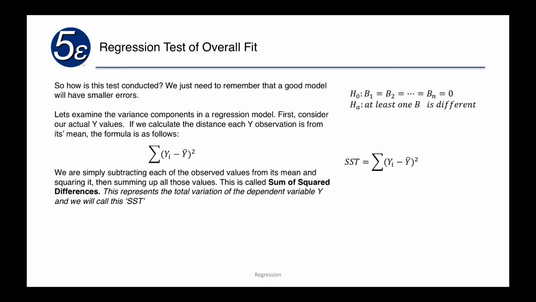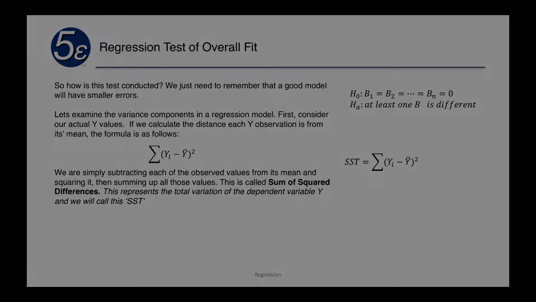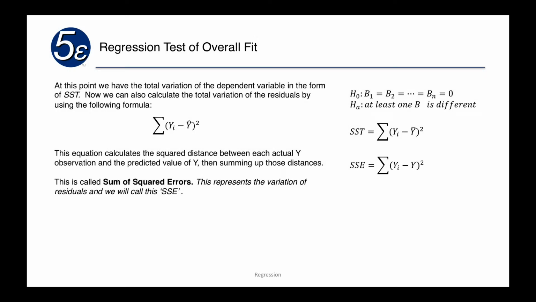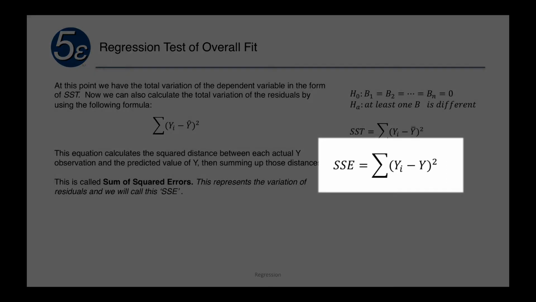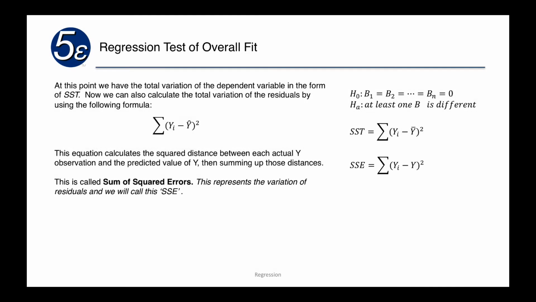We're going to represent this as the total variation of the dependent variable y, which we label SST, sum of squares of the total. Now that we have this, we want to see the variation in the errors, or the residuals. So we're going to do a similar formula. We take each of the observations, subtract the individual predicted values, and square it. We add those all together. This gives us the squared distance between each actual y observation and the predicted value. This is called the sum of the squared errors, which represents the variation of the residuals, and we're going to call this SSE.